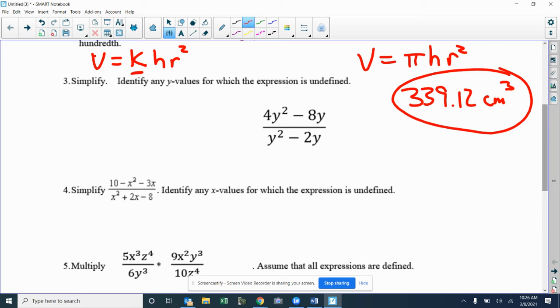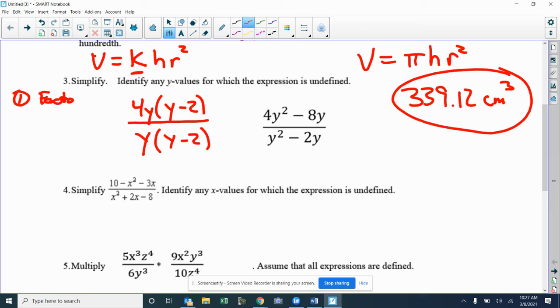Simplify and identify. So step 1 would be to factor. So let's go ahead. Looks like we can take out a GCF of 4y. That would leave me with y minus 2. I'm just going to take out a common y here, which would leave me with y minus 2 also. So step 1, factor.